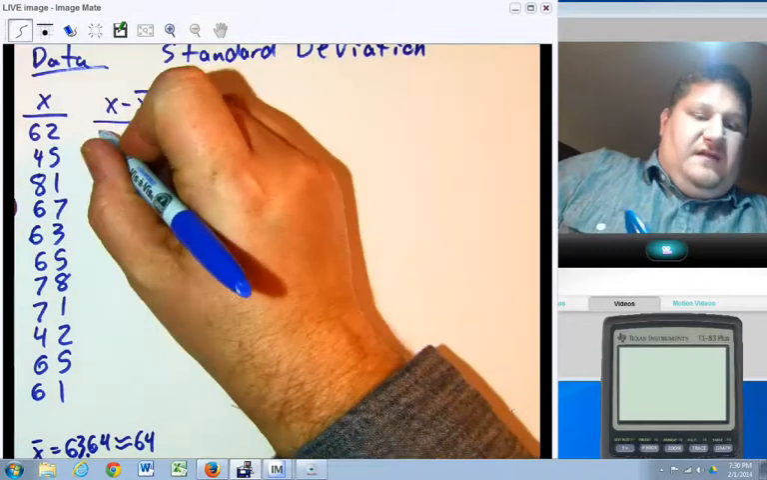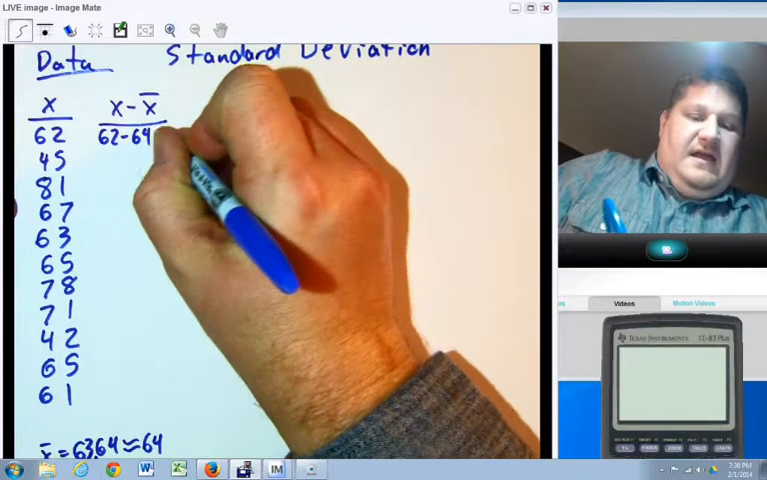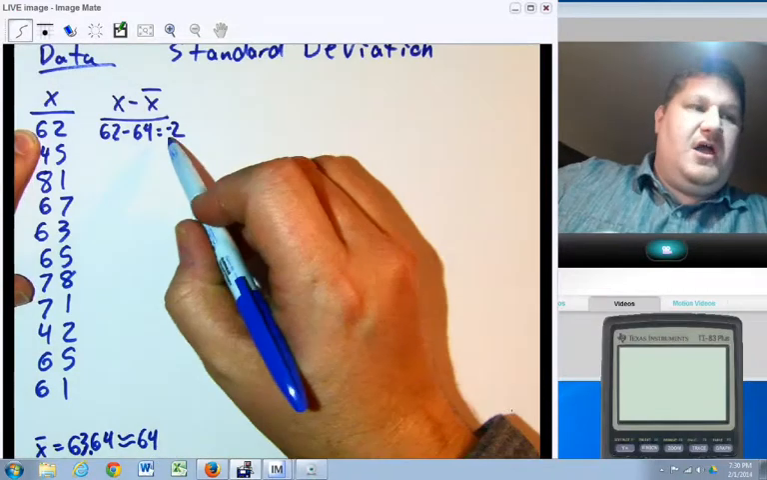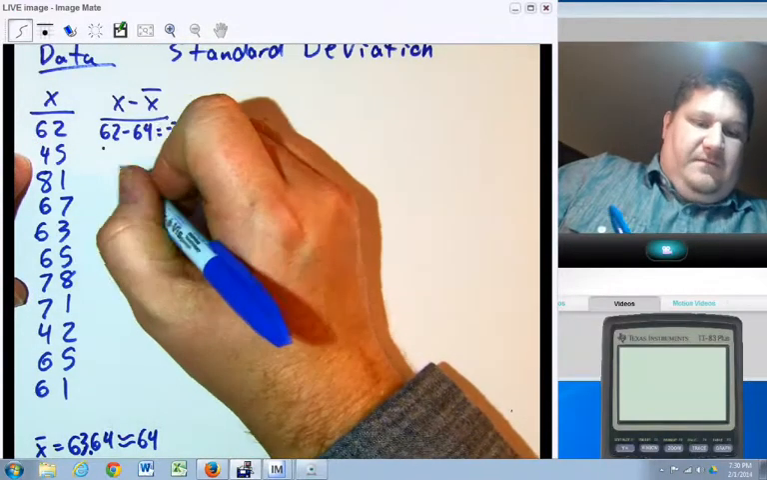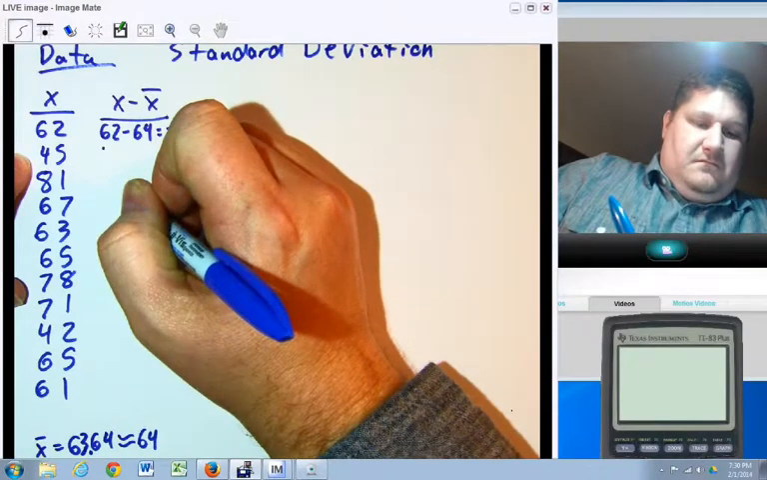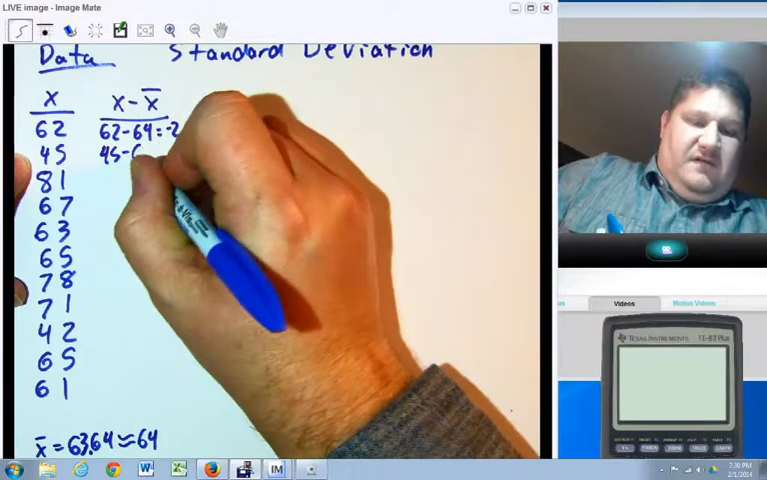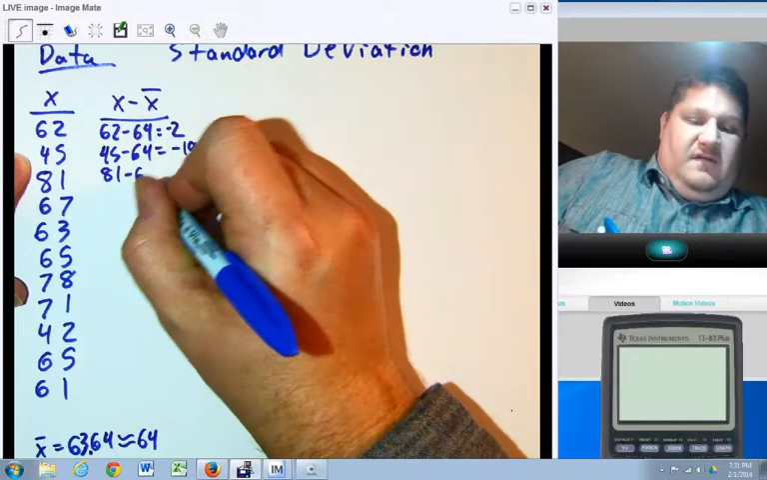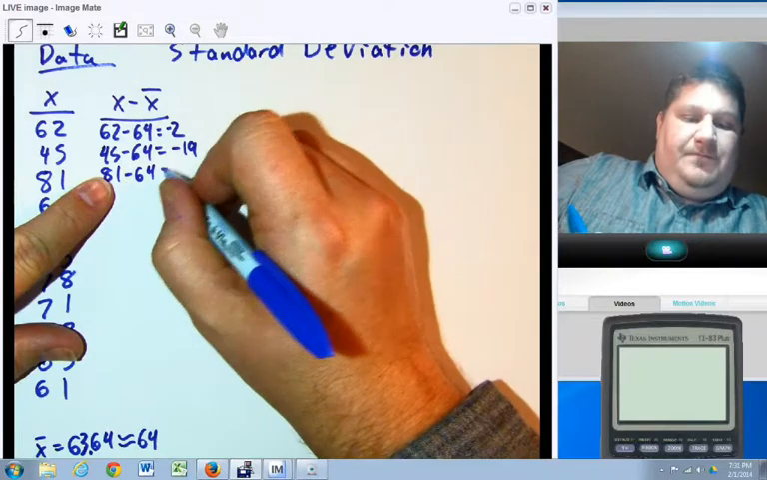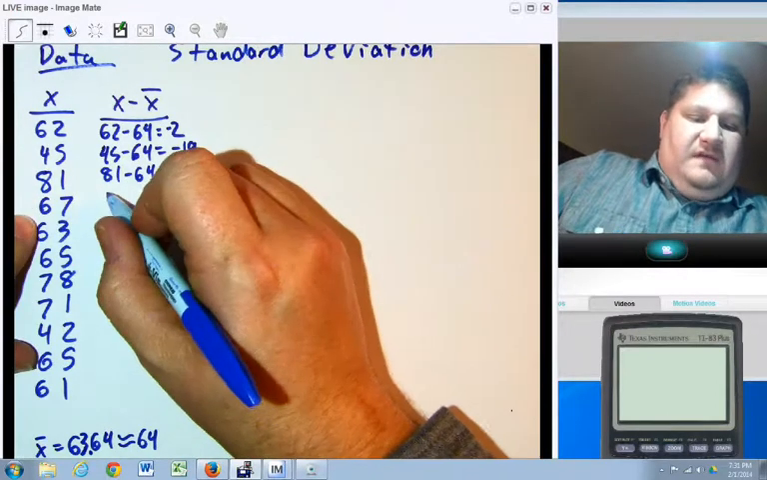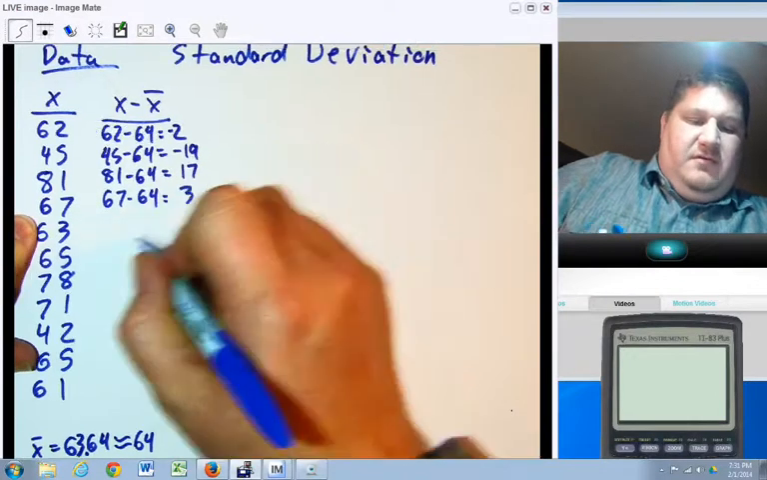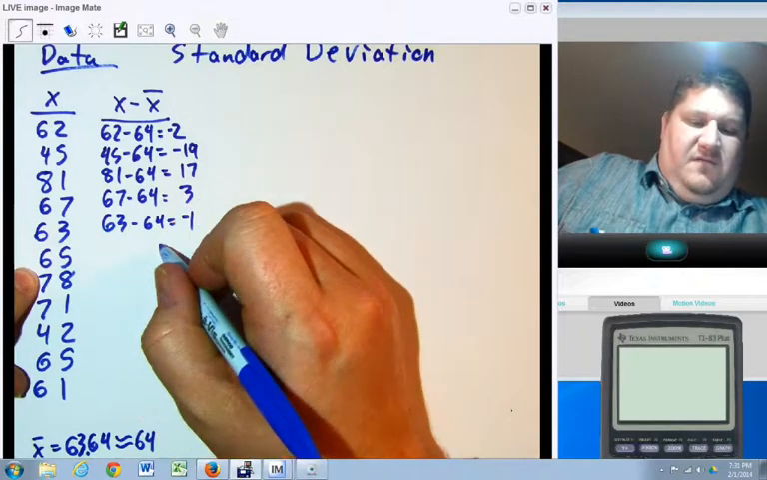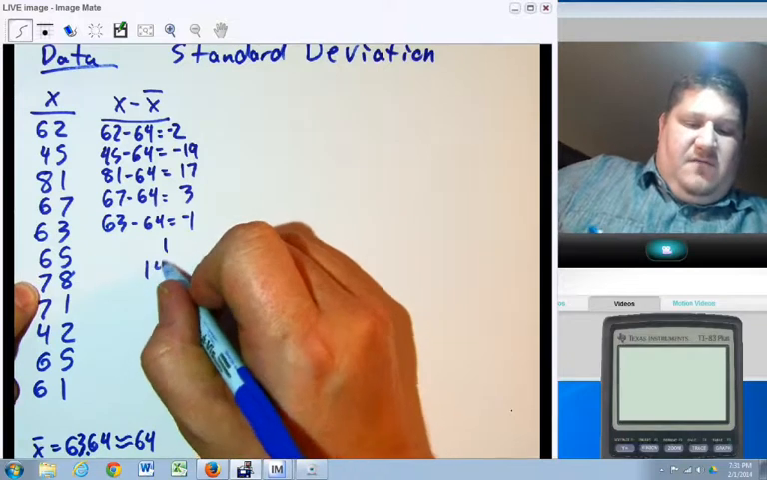Now, so I take 62 minus 64 and I get negative 2. Now this makes sense because 62 is below the average by how much? By 2. So I take 45 minus 64 and I come up with negative 19. 81 minus 64, I come up with 17. 67 minus 64, come up with 3. 63 minus 64, negative 1. 65 minus 64, 1. 78 minus 64, 14.